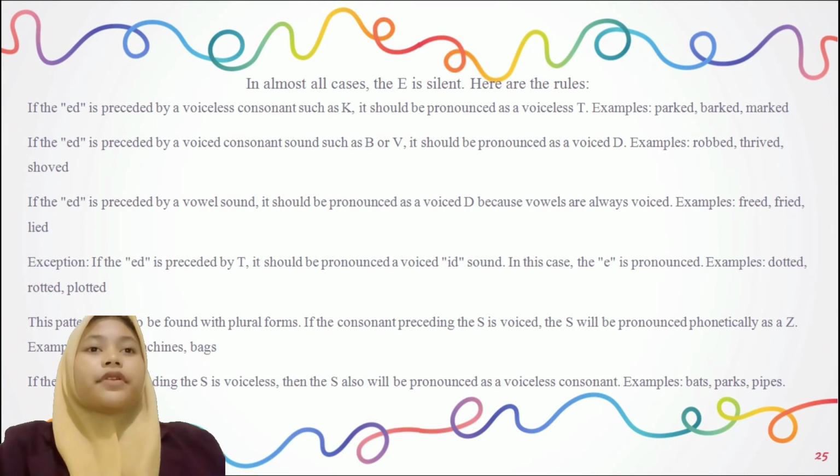If the -ed is preceded by a voiceless consonant such as K, it should be pronounced as a voiceless T. Example: parked, barked, marked. If the -ed is preceded by a voiced consonant sound such as B or V, it should be pronounced as a voiced D. Example: robbed, thrived, shoved. If the -ed is preceded by a vowel sound, it should be pronounced as a voiced D, because vowels are always voiced.